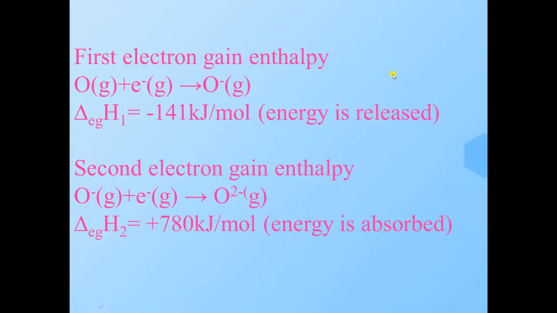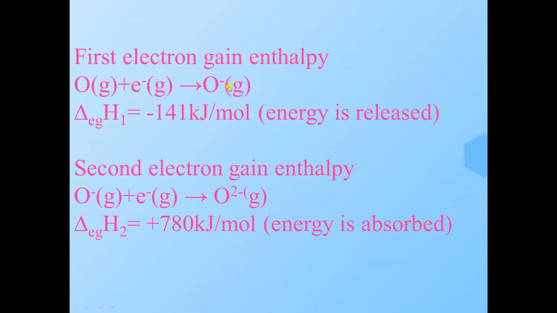Now this is how you will represent it in equation form, the first electron gain enthalpy. This is an isolated gaseous atom in the ground state. Ground state means it has normal energy and is in the gaseous state. When we add one electron to this atom, oxygen becomes an anion, O negative ion. So delta Eg H1, because it is the first electron gain enthalpy, is minus 141 kilojoule per mole. This negative sign shows that energy is released.